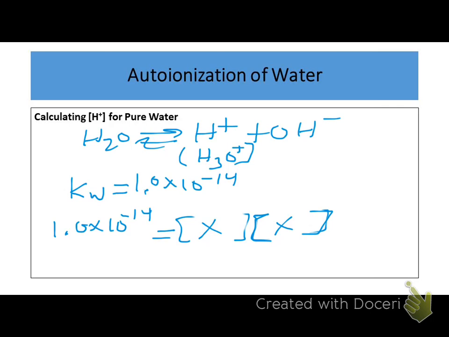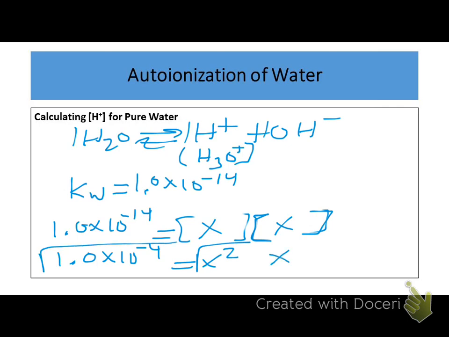But we're going to assume that they're equal to each other because we know that the ratio is 1 to 1 to 1. Okay, so we have a 1 to 1 ratio there. So we have x and x. So that means essentially 1.0 times 10 to the minus 14th equals x squared. So if we take the square root of both sides, we should get an x value of 1.0 times 10 to the minus 7. All right?